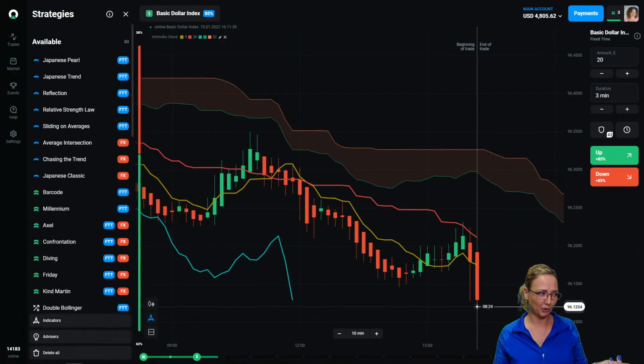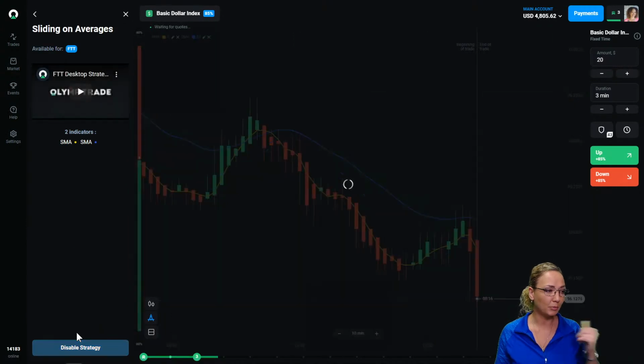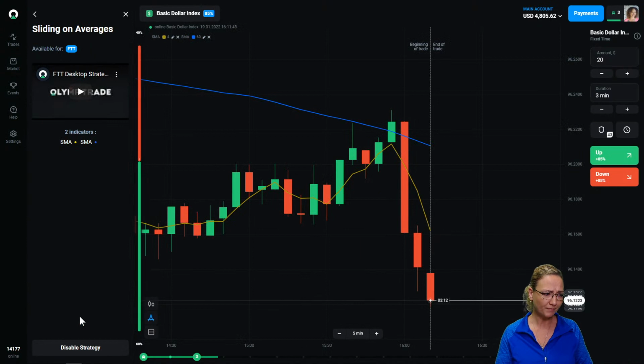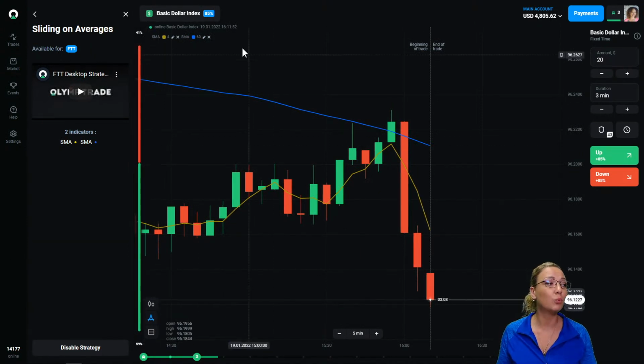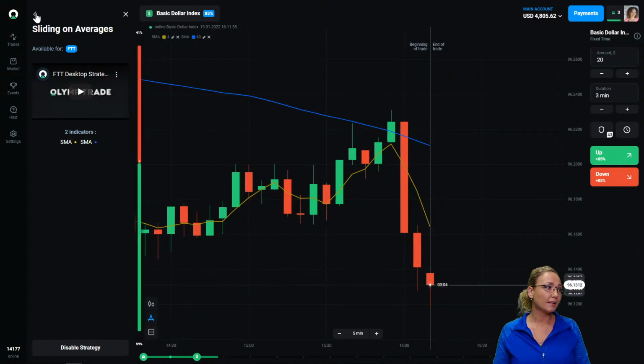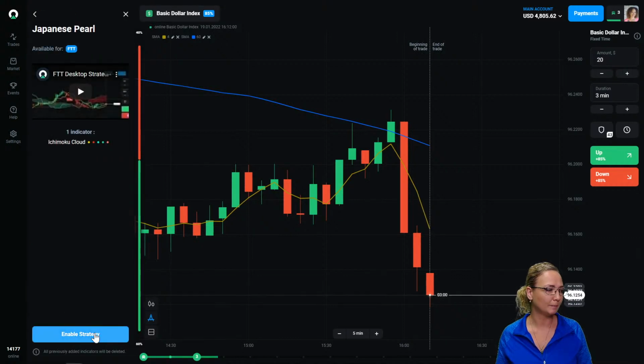So let me just show you how this works. Remember we were just talking about the sliding average, where we have two moving averages with a period of 4 and 60. If I go here and I enable the strategy, it deletes all my previous strategy indicators and sets the appropriate indicators with the right settings as well. And let me just go ahead and turn back to my Japanese Pearl.